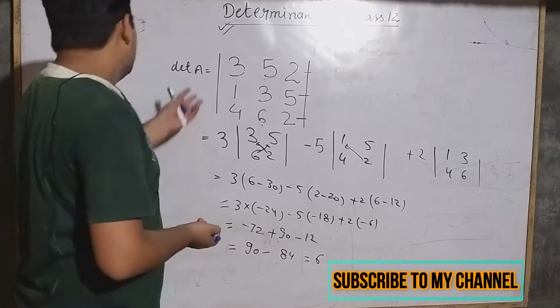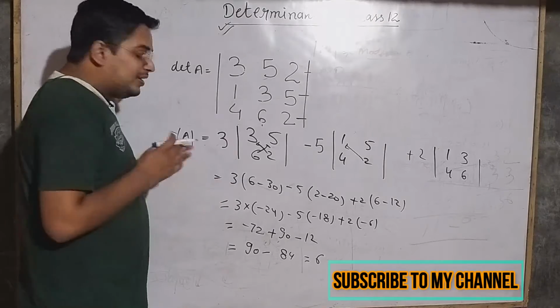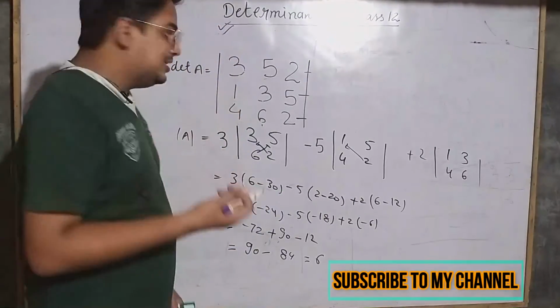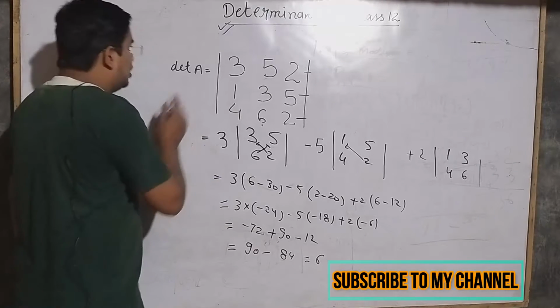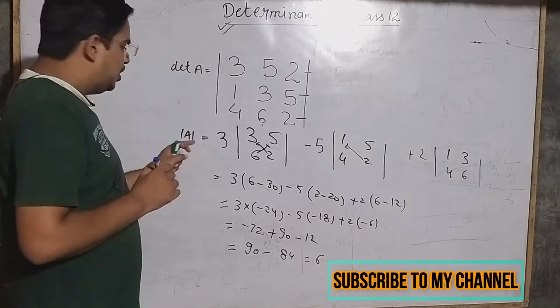Few students are saying that when I am solving the determinant, I can say this is mod A. No, this is not mod A. We cannot say any determinant is equal to mod A. Listen, this is the symbol of the determinant. It will not be read as mod A. This is a symbol of determinants.